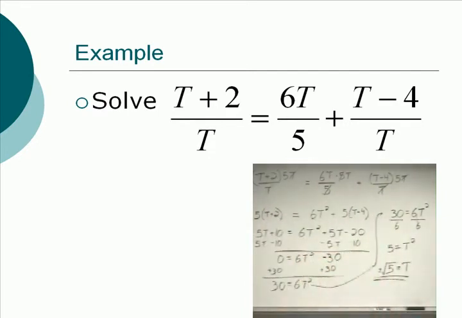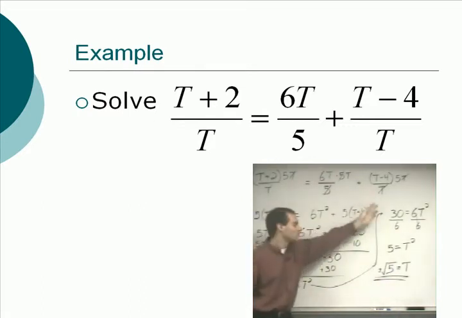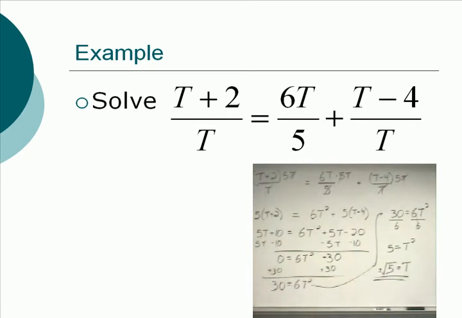So now we got to check, though. I mean, this one's pretty easy, but we got to check. Does this violate any of the restrictions? Go back to the original equation. What's our only restriction on t? t can't be 0. No problem there. Well, our solutions weren't 0. It's no trouble. All right.